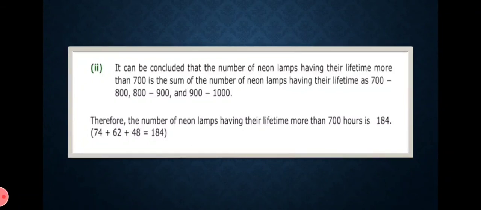And the answer number 2 of this question: it can be concluded that the number of neon lamps having their lifetime more than 700 is the sum of the number of neon lamps having their lifetime as 700 to 800, 800 to 900 and 900 to 1000. Therefore, the number of neon lamps having their lifetime more than 700 hours is 184. How 184? All the last 3 frequencies you have to add, that is 74 plus 62 plus 48, which will give you 184.